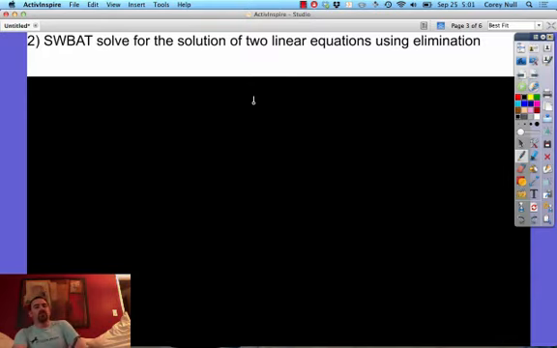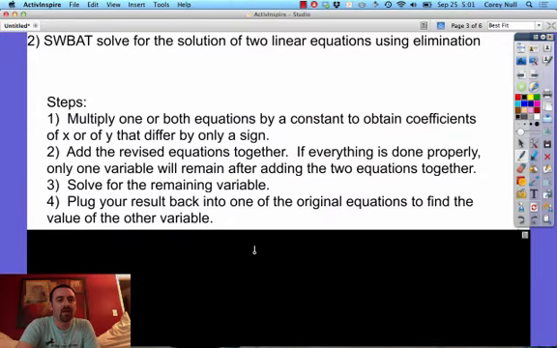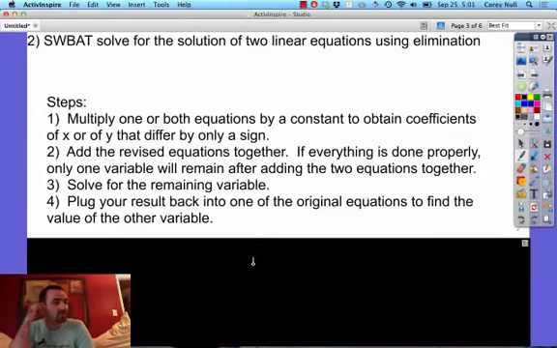We're going to be able to solve for the solution of two linear equations using elimination. Here's the way that I like to think about it. I think of it in 4 steps. The book thinks of it in 3 steps. The first thing we always do is we multiply, and again, now we're looking at only lines, linear. Okay, so we're going to forget about parabolas and quartics and all that stuff for a few minutes and just talk about lines. So we're going to multiply one or both of the equations by a constant to obtain coefficients of x or y that differ by only a sign. So you should be writing this down. This is something that needs to go in your notes.